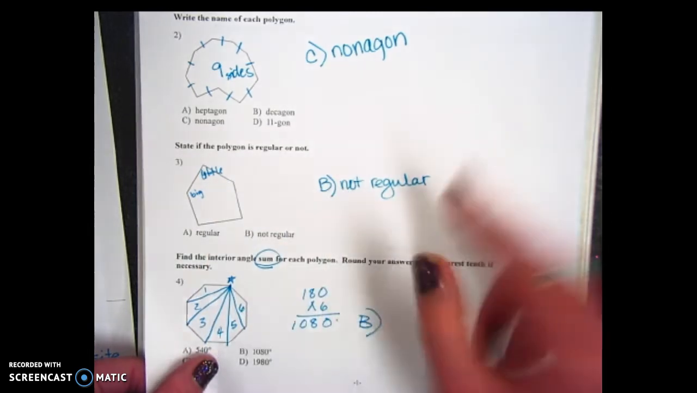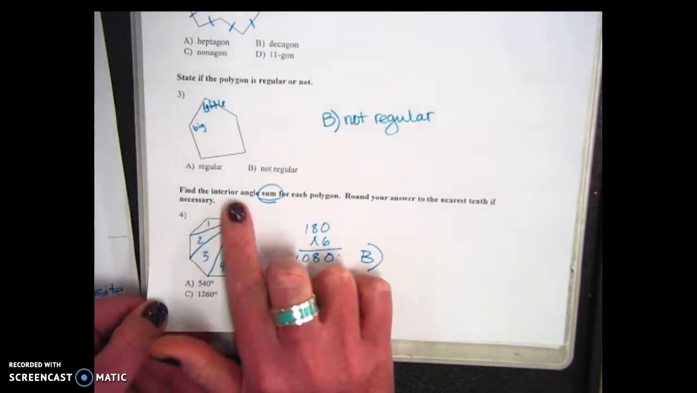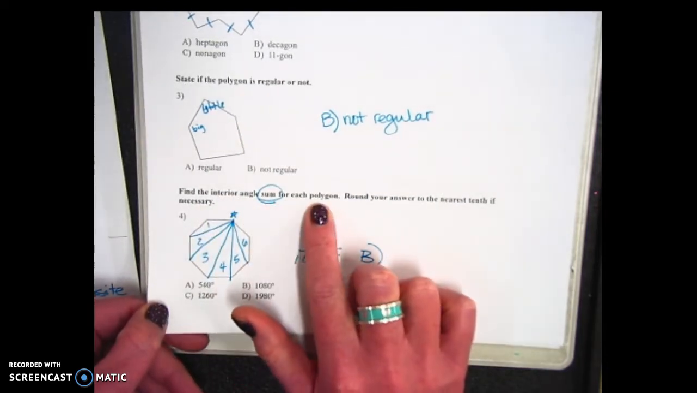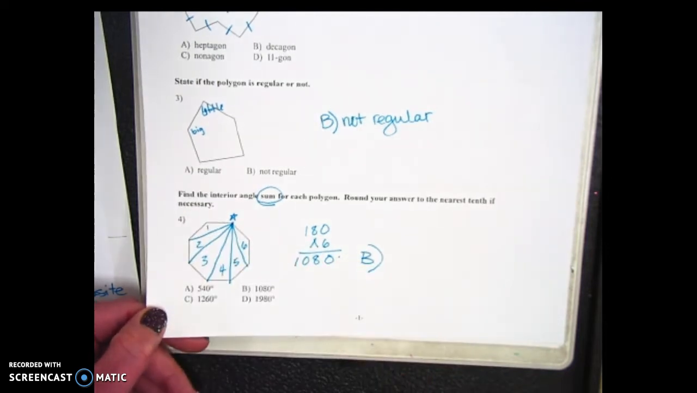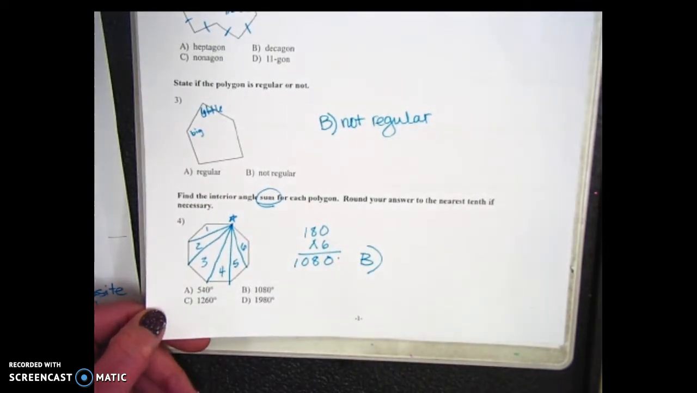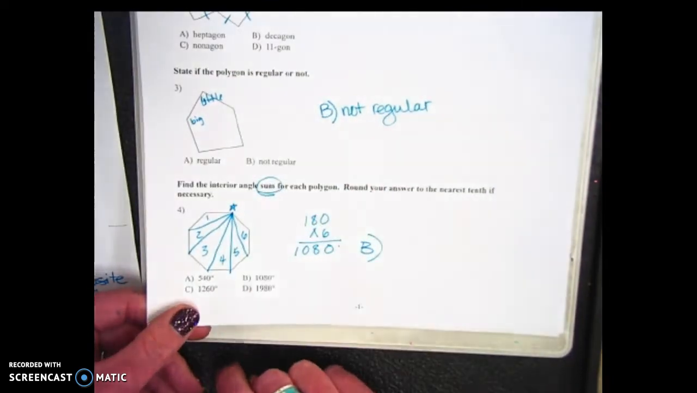so that means it's not regular. Number 4, the directions say find the interior angle sum for each polygon. Round your answer to the nearest tenth if necessary. So you're going to look on your chart for section 6.1. You're going to figure out how many triangles are inside of the polygon.